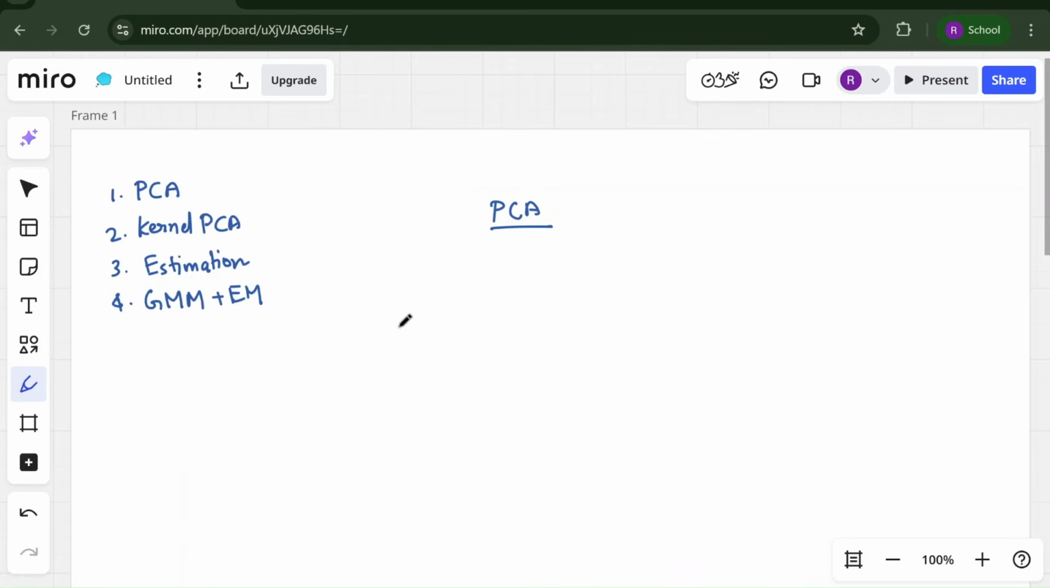Okay. Before starting, does anyone have any specific doubts? I'm asking one more. Anyone? Any specific doubts? No, right? Okay. So we will start with PCA.